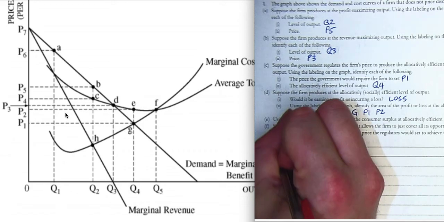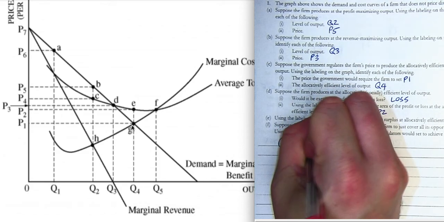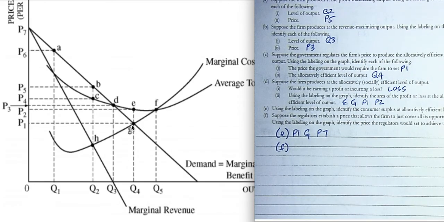Then the next question says, using the labeling, identify the consumer surplus at allocative efficiency. So we know it's from the price at the allocatively efficient level, which is P1. So P1 all the way to G, that's the demand curve, all the way up to P7. So there's a huge amount of consumer surplus. So P1, G, P7. That's the area from the price to the demand curve.